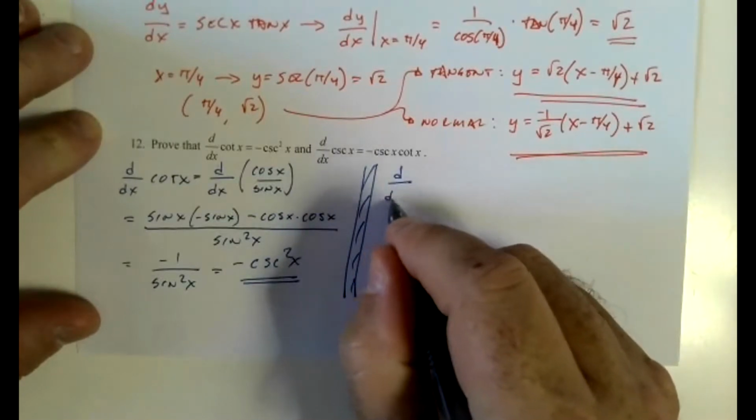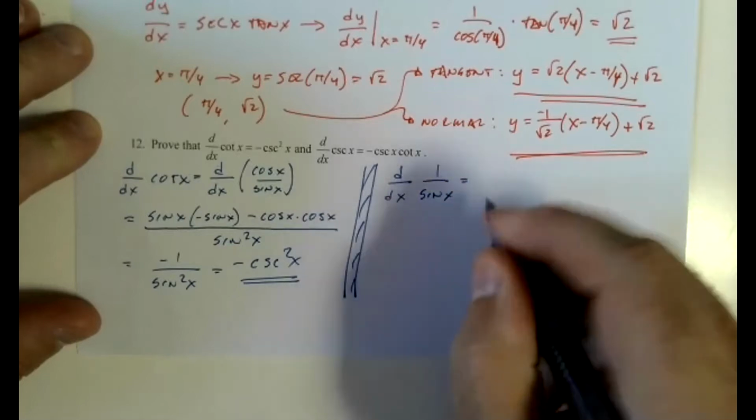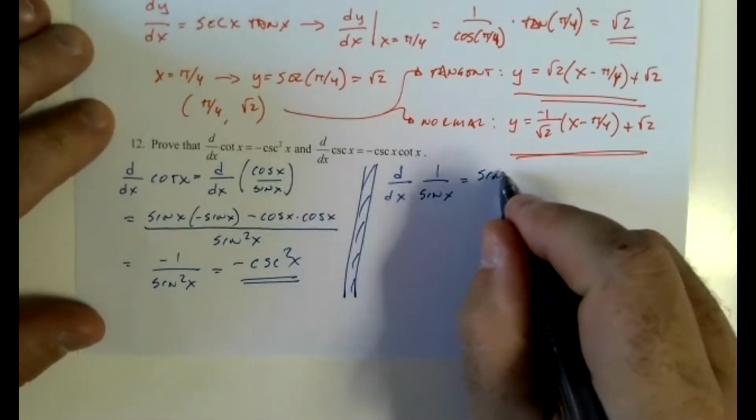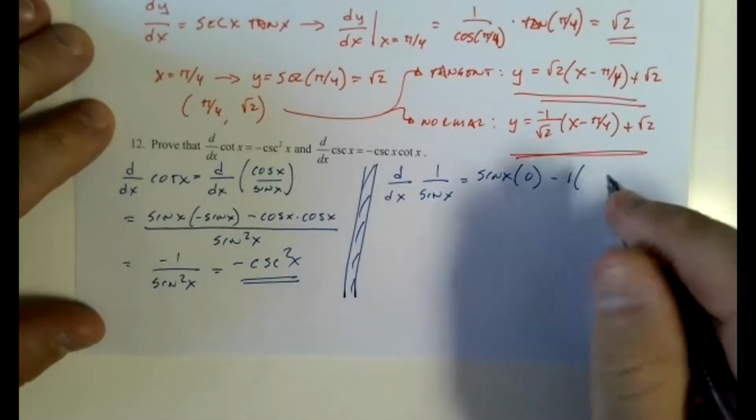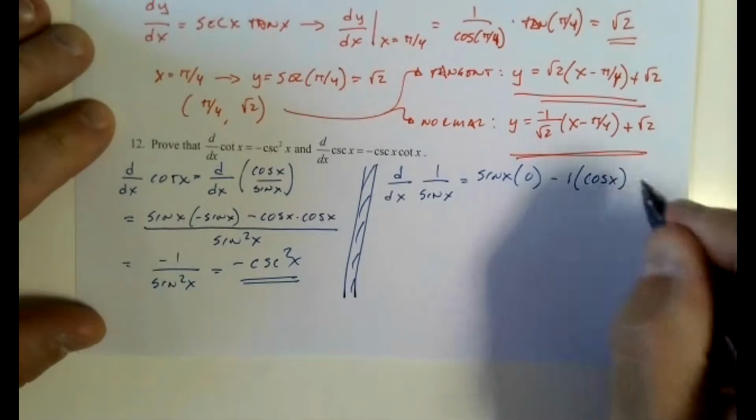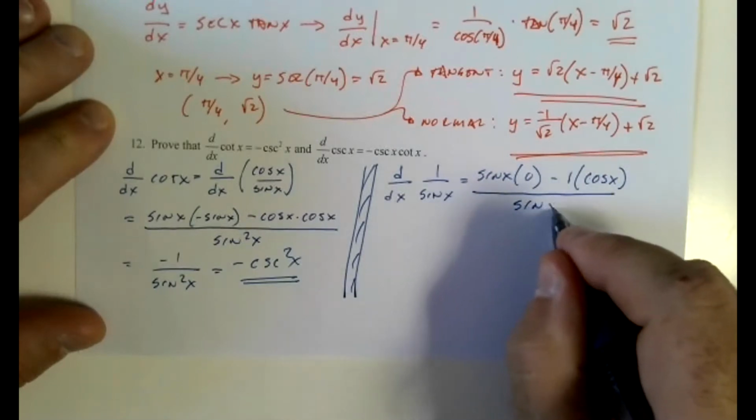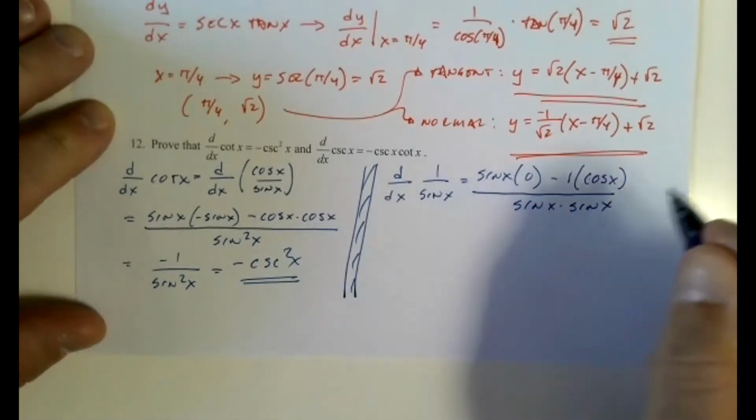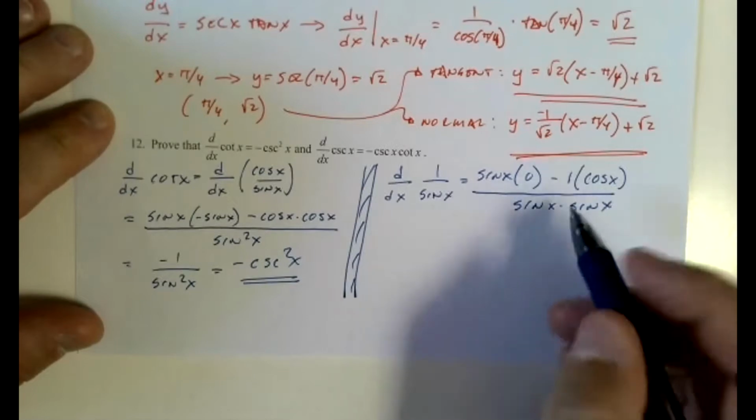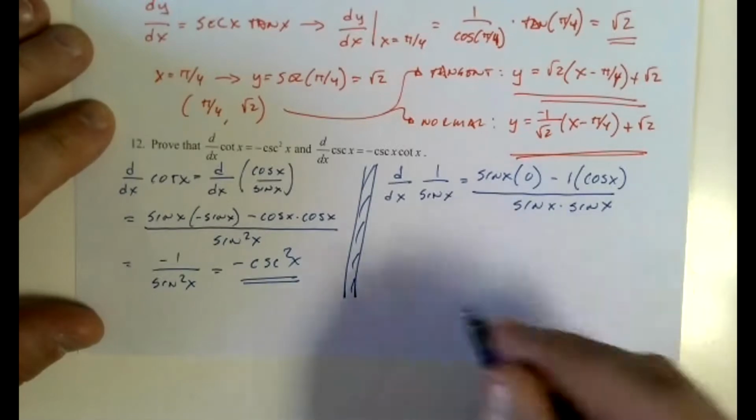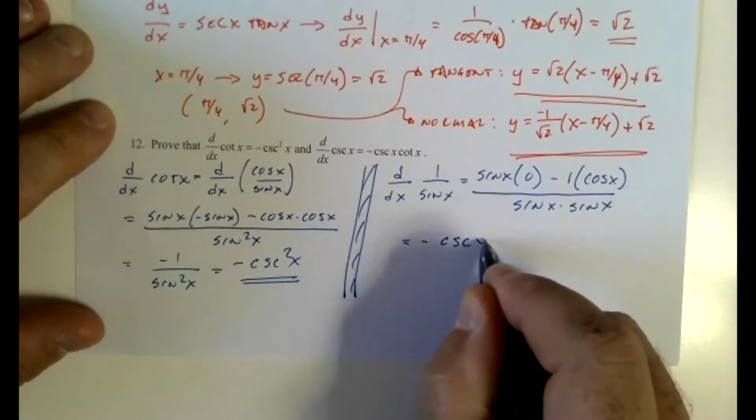d/dx of 1 over sine of x equals low d high minus high d low over sine squared. Cosine over sine is cotangent. 1 over sine is cosecant. Negative, and we like to put the cosecant first.